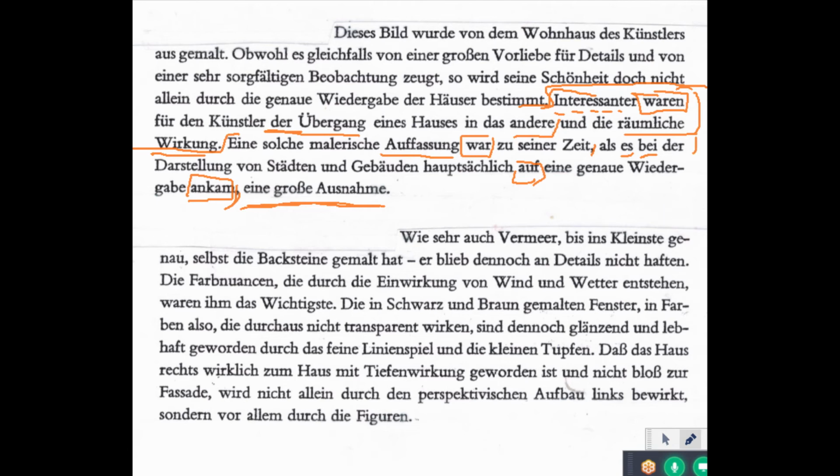A little bit complex, but very interesting comment on Vermeer's painting.